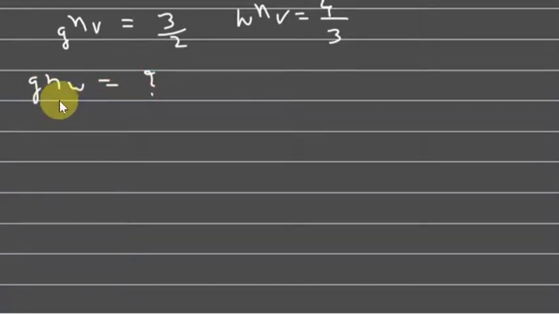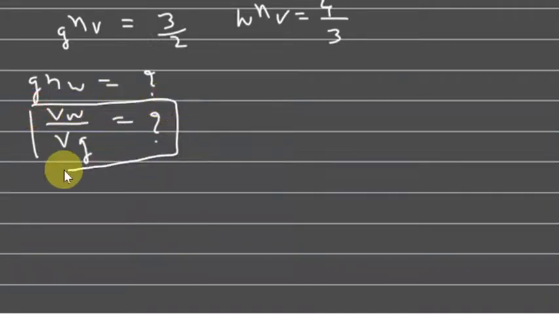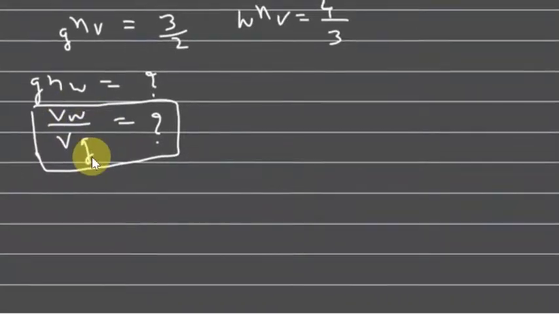Now first of all, we clarified what we need exactly. What is G and W? That is velocity of light in water upon velocity of light in glass. That is exactly what we need. So this is our motto. To find the solution, we need velocity of light in water upon velocity of light in glass.